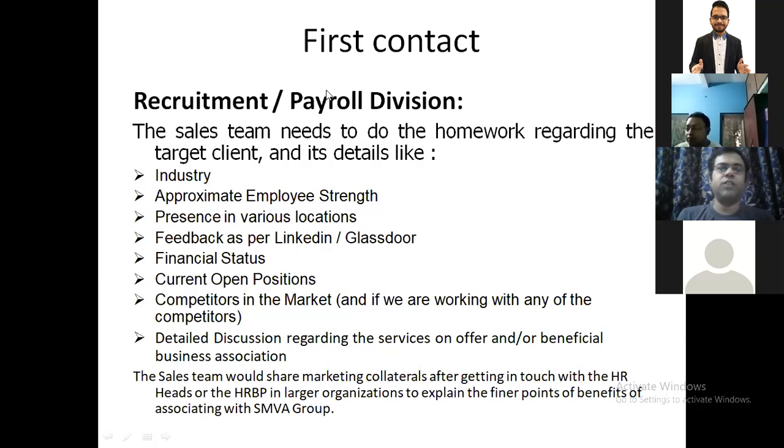Okay, now a detailed discussion regarding the services or offers or a beneficial business association. So discuss in detail with the clients what their plans are, what kind of business they will be giving us, and what their upcoming ideas and prospects are. Likewise, you can also plan out and jot down your own homework, after approaching that client or even before approaching that client, that from this client I can get 200 vacancies a year, or 200 vacancies in a month also.